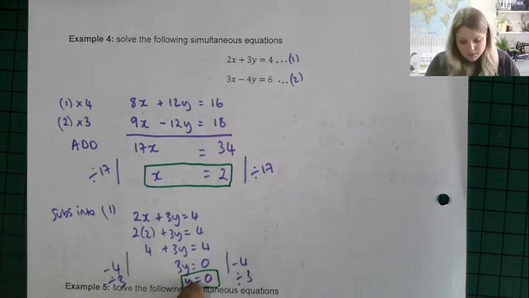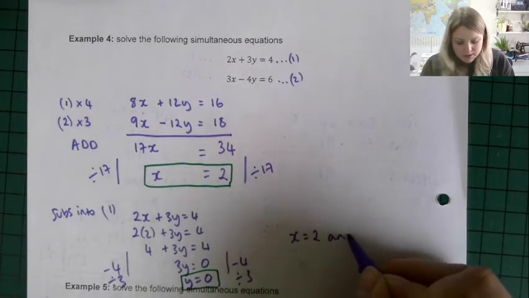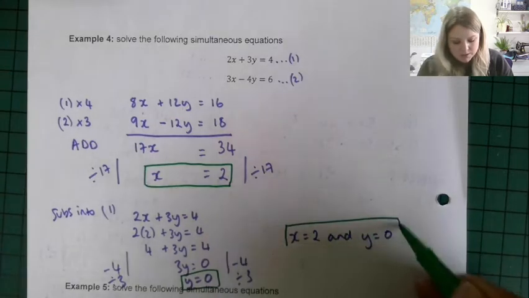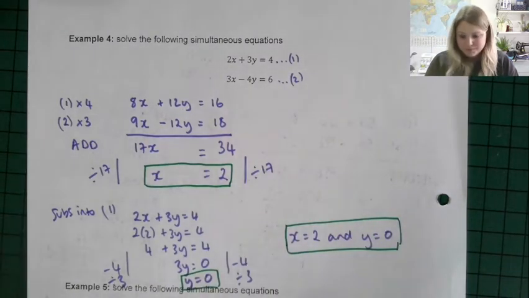Now, remember to write your final answer, you write down both. So x equals 2 and y equals 0. I'll have a wee check for your exercise and see if any of yours end up like that, just to give you a wee advanced warning.